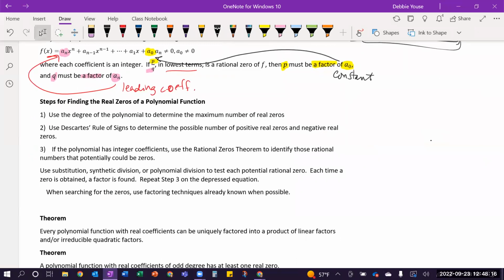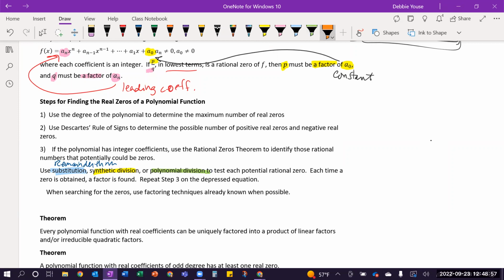And so we can go through a process where you can figure out how many maximum real ones you could have, use Descartes' rule of signs to say which are positive, which are negative. You can use the rational zeros theorem to come up with a finite list of potential rational zeros. And then you can test them. And you can test them through substitution, which is basically your remainder theorem, when we say substitution. Or you could do synthetic division, or you could do polynomial division, which almost nobody does, to find what you need.